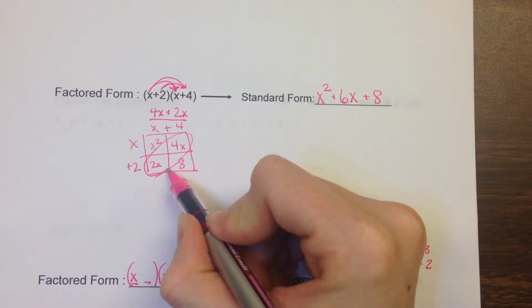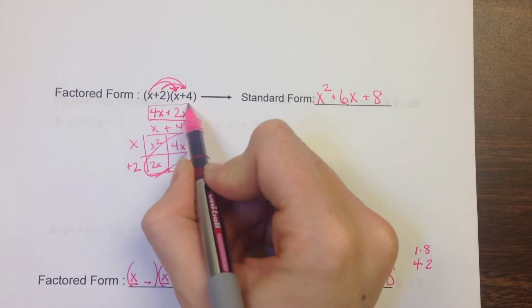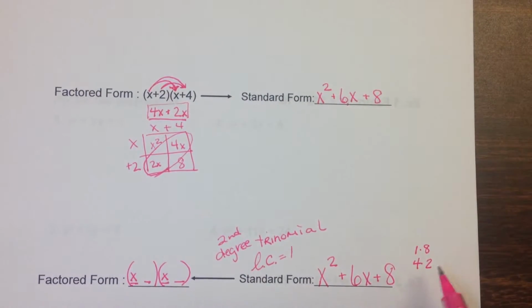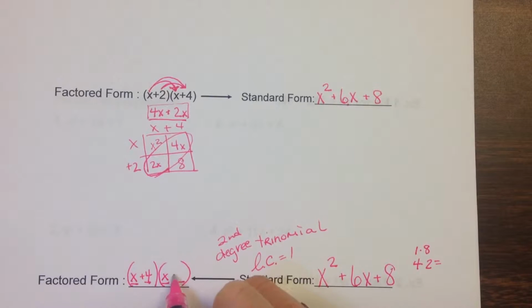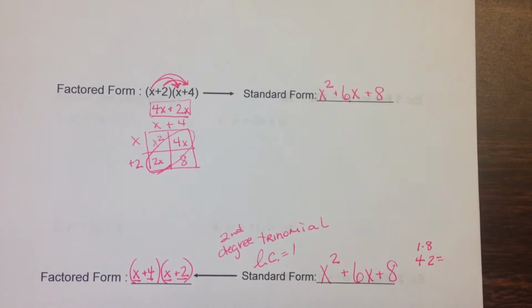Because we know that that has to happen. We have to combine those two together to get 6x. So I think, okay, which of these two add together to get 6? And it would be my 4. It's a positive 4 times a positive 2. So if I wanted to go from this standard form to this factored form, that's the process I would follow. We are going to go through some more examples in just a second.